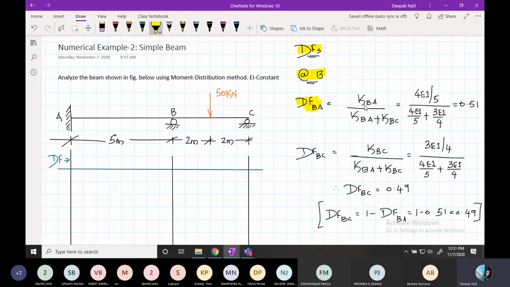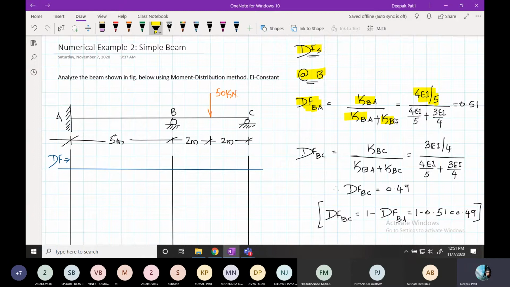So the numerator should be the stiffness factor of BA, divided by the denominator, which is the stiffness factors of the components joining at joint B. So what components are joining at joint B? BA and BC. So it is a summation of stiffness factors joining at B, KBA plus KBC. Now if you see KBA, the second letter A is a fixed support. So your formula should be 4 EI by L. So I'm writing here 4 EI by 5.